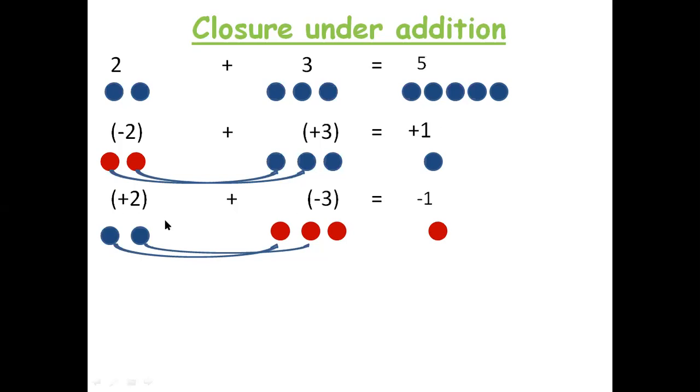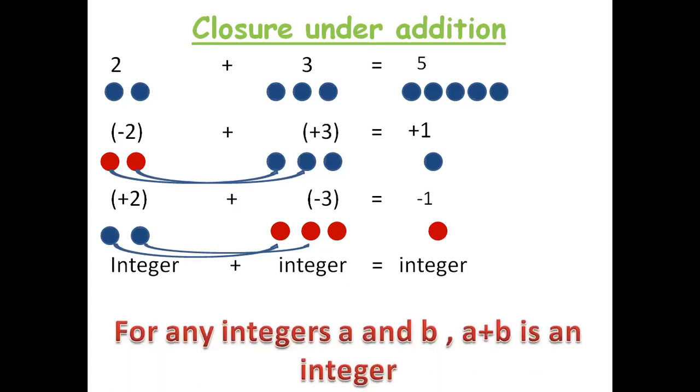So see here, these are all integers: 2, -2, 2. These are all integers added to integers. The sum is also an integer. When an integer is added to an integer, the sum is also an integer. In general, for any integers a and b, a plus b is also an integer. This property is called closure property under addition.